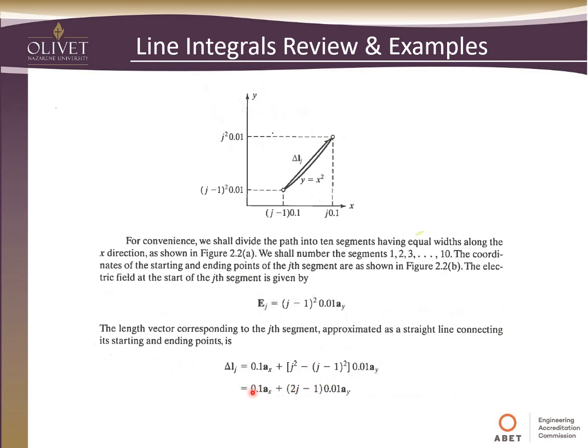So if we do some simplification here, we see that our delta L will then be 0.1 ax plus (2j minus 1) times 0.01 ay. That's a straight line approximation, so it's not parabolic, right? So this defines our length and the direction. Remember, it's a vector. The magnitude would give us the length, but we've got it written in this form so we can indicate the direction, so that when we take the dot product, it'll work out correctly.